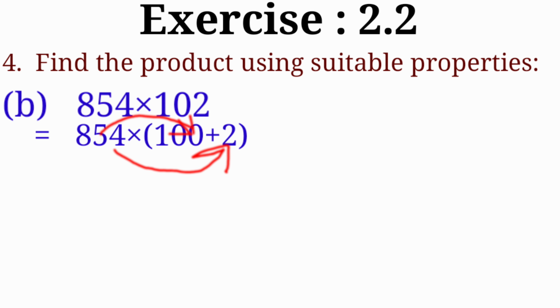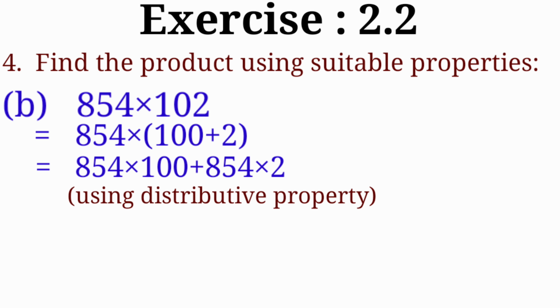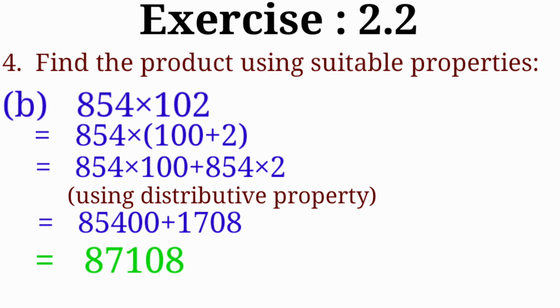So which property exactly is it? Distributive property. So using this property, 854 into 100, and there is an addition, 854 into 2. So after solving this, 854 into 100 is 85400 plus 854 into 2 is 1708. So after addition we'll get 87108. So this will be the answer. So using the properties our calculation becomes very simple.